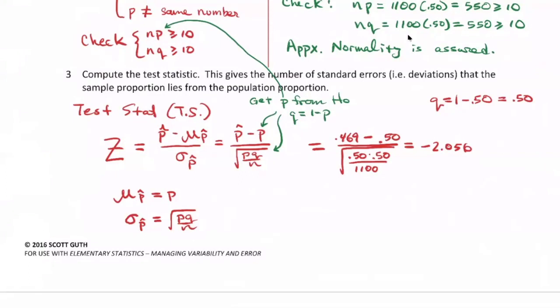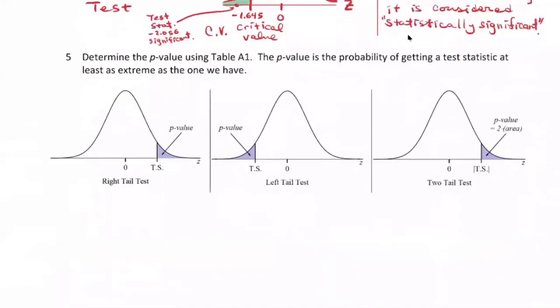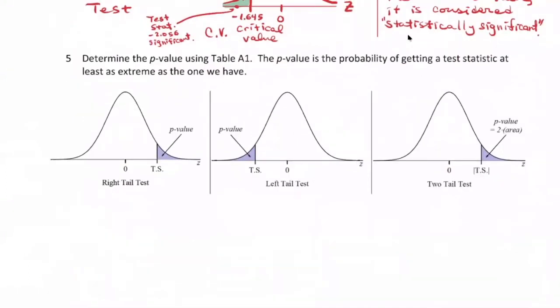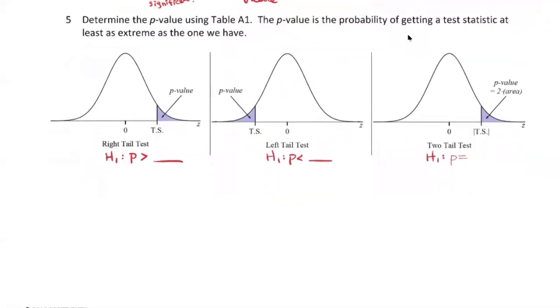Now, it's the same issue. You've got the right tail tests, the left tail tests, and the two tail tests. And remember, this is determined by the alternative hypothesis. So if H1 has a p greater than something, that's right-tailed. H1 saying p is less than something makes it left-tailed. Or if H1 says that p is just not equal to something, that's a two-tailed test. Okay. Any questions?